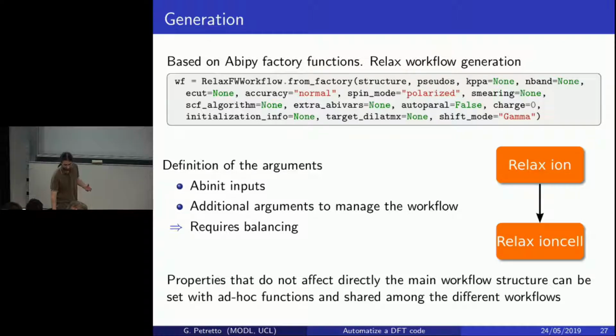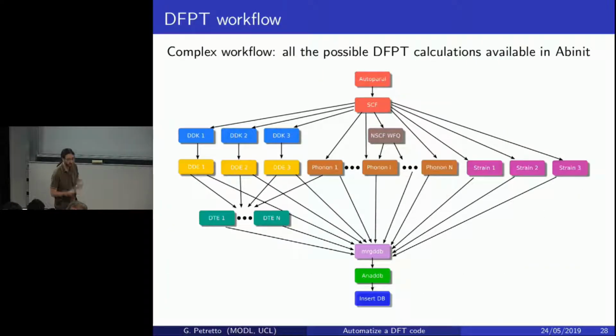So this is a relatively simple example. Then you move to something which is somewhat more complicated. This is the full DFPT workflow that is implemented. So these are more or less all the perturbations that are available with DFPT, not only the phonons, but also the strain, third order derivatives. And one would like to run this kind of workflow and give one single input for all of these.